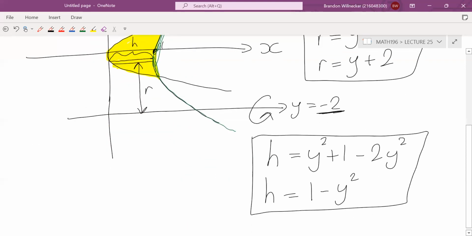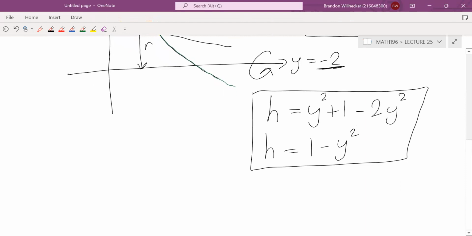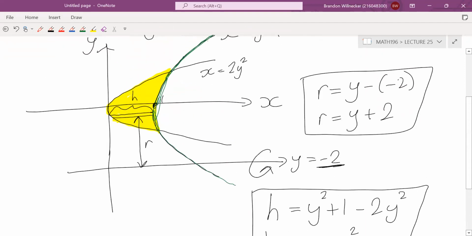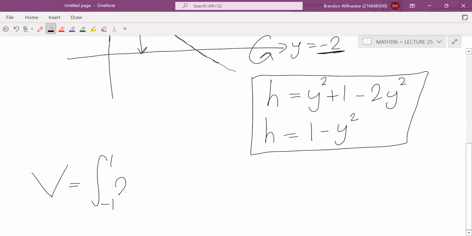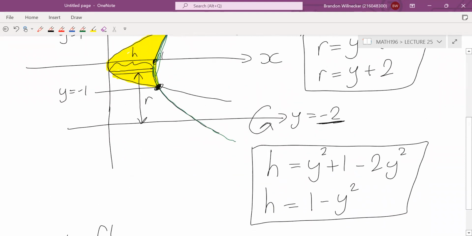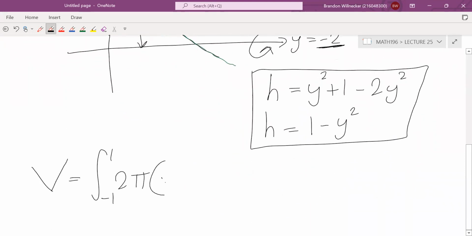So we've got the radius, we've got the height, we can then substitute in. The volume is going to be equal to the integral from -1 to 1, because we're going from y equals -1 to y equals 1. I'll let you check that these are the intercepts here and here, at -1 and 1. It's going to be 2 pi times the radius, which is y plus 2, and the height is 1 minus y squared, dy.